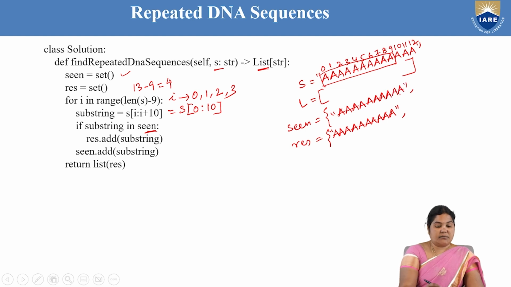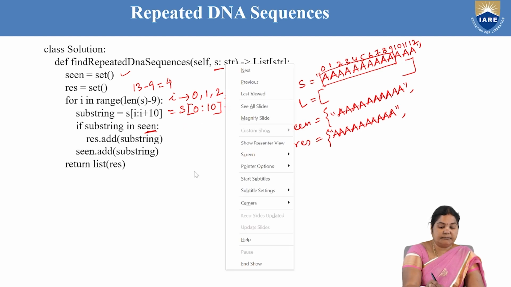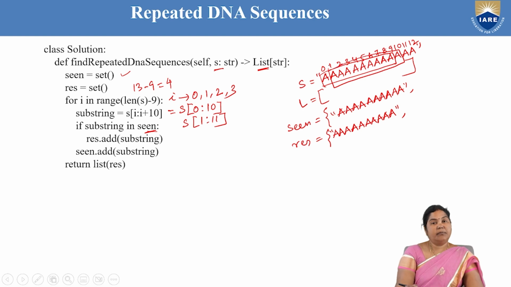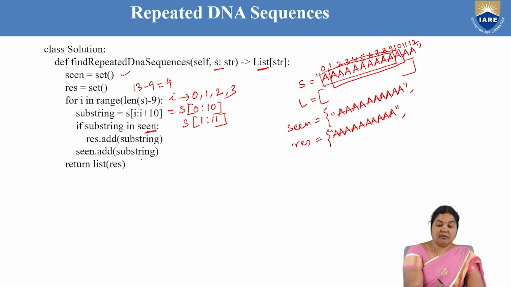Next, second time i is equal to 1. So it will be S of 1 to 11. It will be slid over by 1. Is the substring there in seen? Yes, it is there. First time it is not there in seen, so you should not add it. Second time it is there in seen, yes, then you have to add it to result.